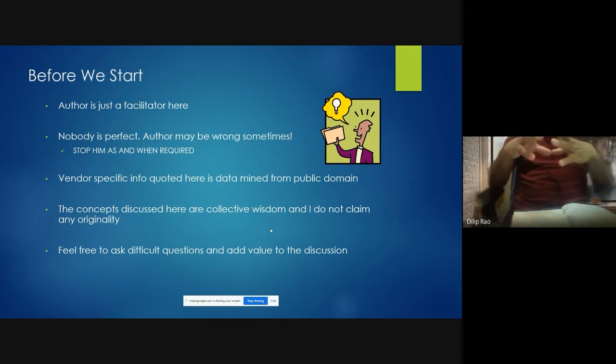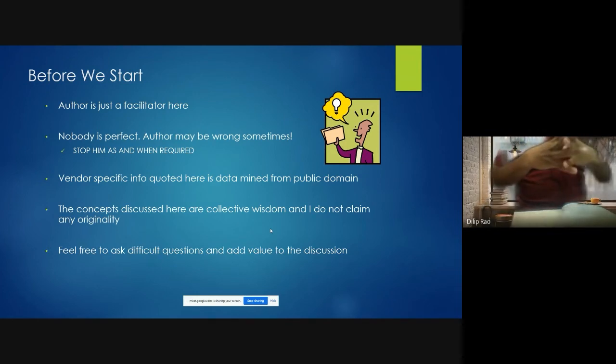Nobody is perfect, including myself, so I may be wrong sometimes. Please feel free to interrupt me as and when you feel that something is not right, or something needs to be corrected, or you have a point to make. Don't hesitate, you can stop me at any point of time. I will be more than happy.